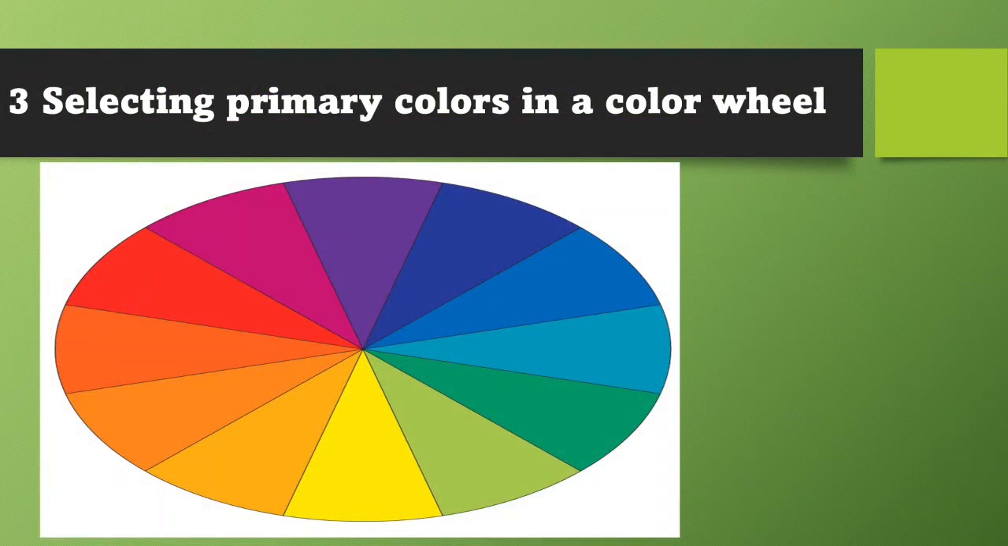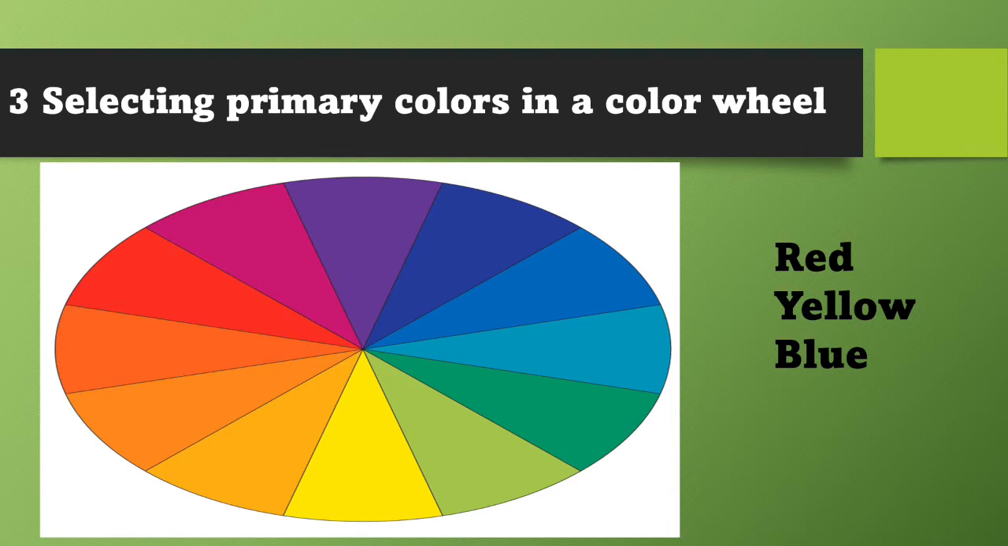Number 3, selecting primary colors in the color wheel. So what are the 3 primary colors that you have learned in your art subject? We have red, yellow, and blue. So how many times are you going to spin the primary colors?